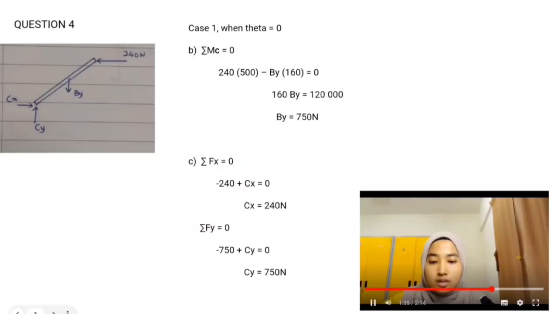For C, we want to calculate forces at pin C. We use Fx equals to 0 and Fy equals to 0. For Fx equals to 0, negative 240 plus Cx equals to 0. Cx equals to 240 Newton. For Fy equals to 0, negative 750 plus Cy equals to 0. Cy equals to 750 Newton.